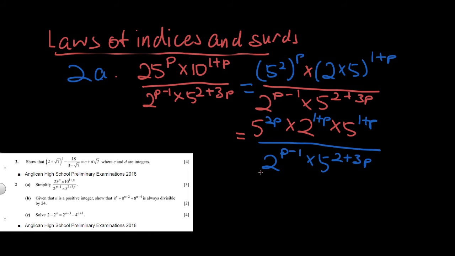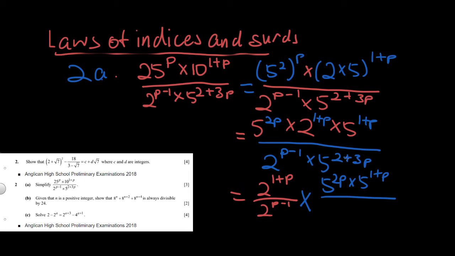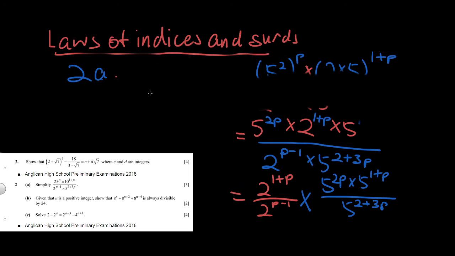Now what you want to do is split this up. You see this 2, so I'll bring the 2 to one side, over 2 to the p minus 1. Because it's all multiplying, I can extract this as a whole and put it as 5, since it's just multiplying the numerator and denominator. Fairly simple, right? Still following? I'll erase this part on top.